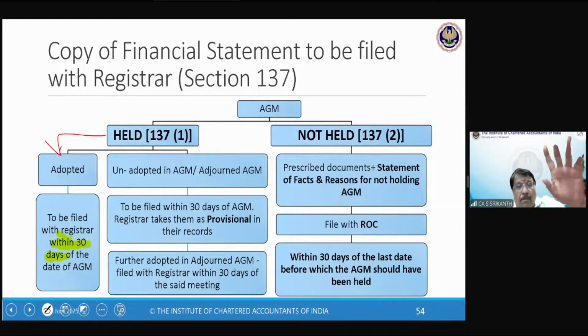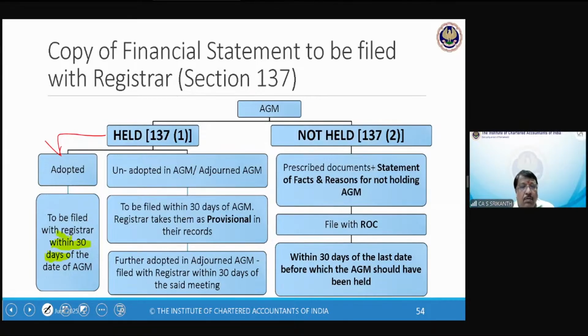AGM is held, but not adopted in the AGM. Are you able to understand? You present it to the company, the shareholders don't adopt it. They need to pass an ordinary resolution, but the majority is not voting in favor. I am the board of directors. I have presented. What is my problem? Okay, I feel that in this AGM you're not adopting. You ask us the query, we will answer. So we adjourned the AGM, took the queries, answered the queries. Still, these people are not adopting. So it is not adopted.